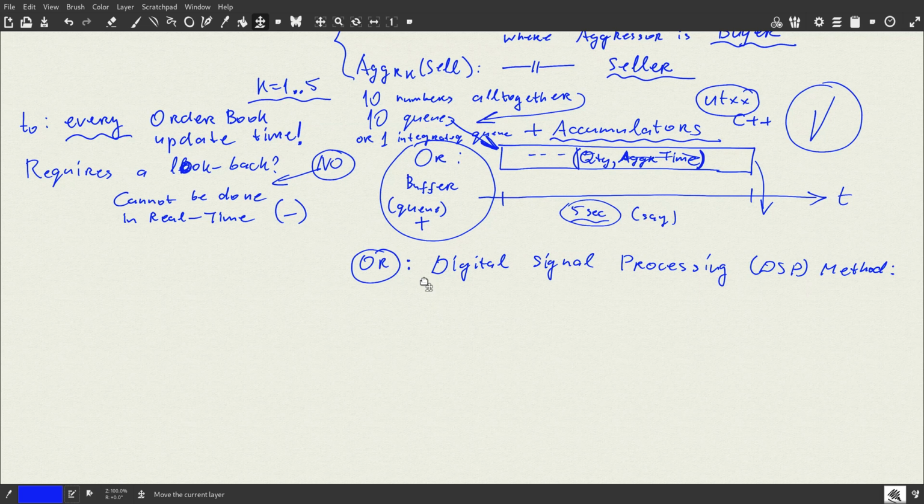So EMA, exponential moving average. Have you heard about it? Did you have any digital signal processing module yet in Innopolis? No, it will be in the next block. It will be. Okay. Great. Exponential moving average.